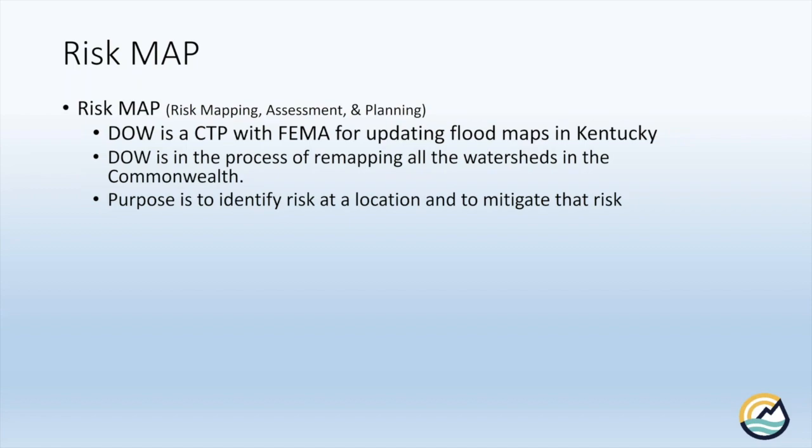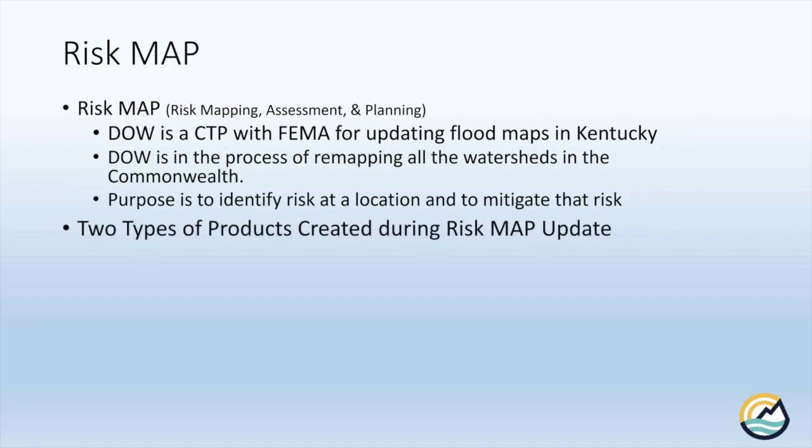The main reason is risk changes over time. You know, new buildings go in, new roads, things happen, things change. So risk changes. And we want to know where those changes are so we can better communicate that to people, but then also be able to better communicate, hey, here are things you can do to mitigate that risk.